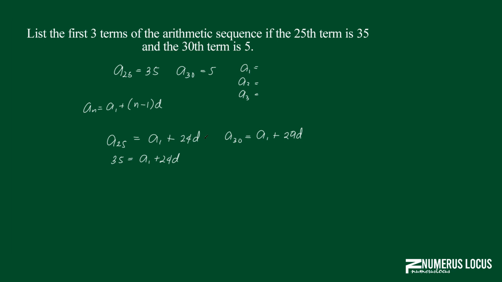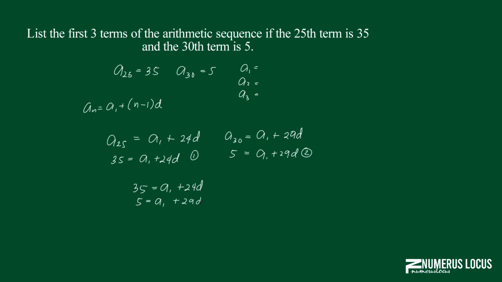We have 24d and 29d because 25 minus 1 is 24d, and at the other side, 30 minus 1 is 29d. And we know that a of 30 is equal to 5, so we have 5 equals a of 1 plus 29d. So we have two equations here, and we can work on this using elimination of a system of linear equations.